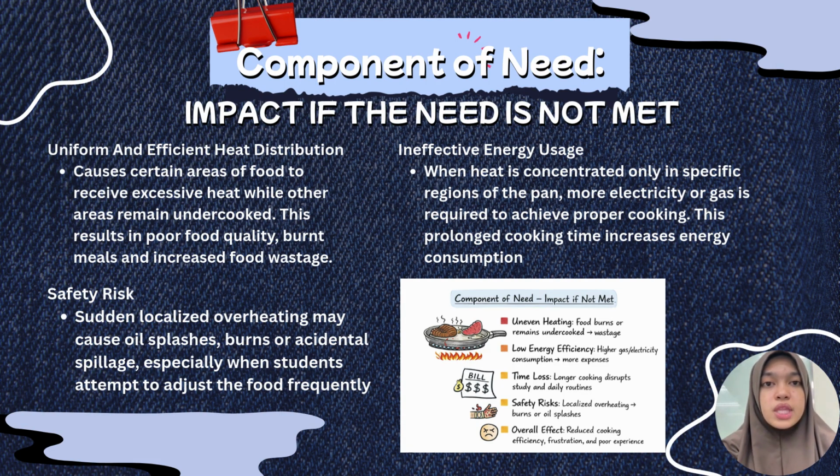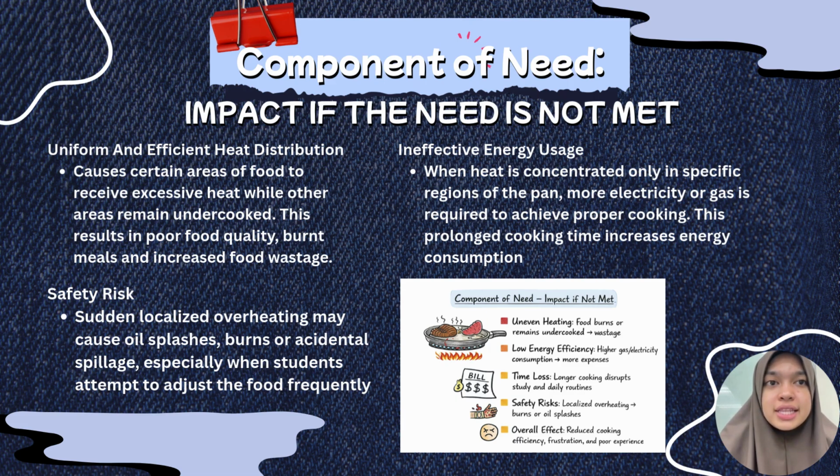This results in poor food quality, burnt meals, and increased food wastage, which is particularly problematic for students with limited budgets. Inefficient heat distribution also leads to ineffective energy usage. When heat is concentrated only in specific regions of the pan, more electricity or gas is required to achieve proper cooking. Prolonged cooking times increase energy consumption and contribute to higher monthly utility expenses for students.